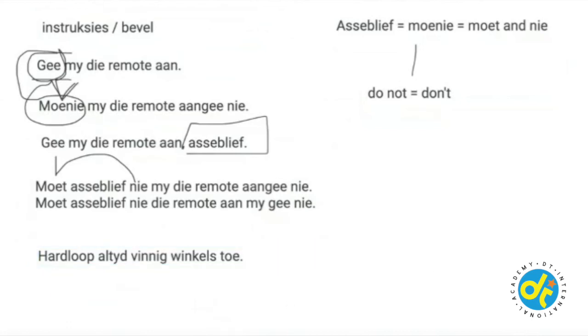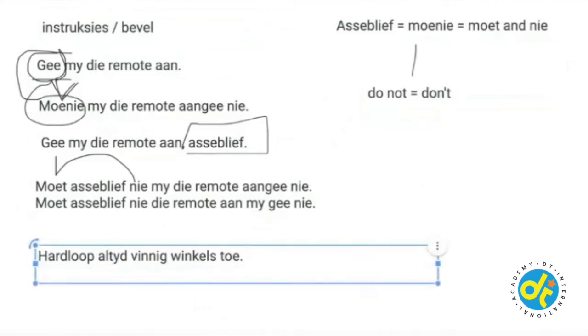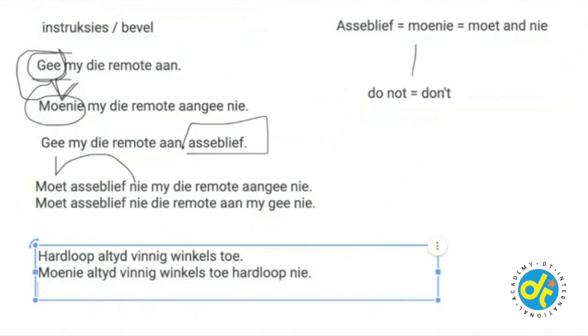Okay, what would you do that in the negative? If you have to put this in the negative: Moenie altyd vinnig winkels toe hardloop nie. Okay, or moet nooit vinnig winkels toe hardloop nie. Can you see that?